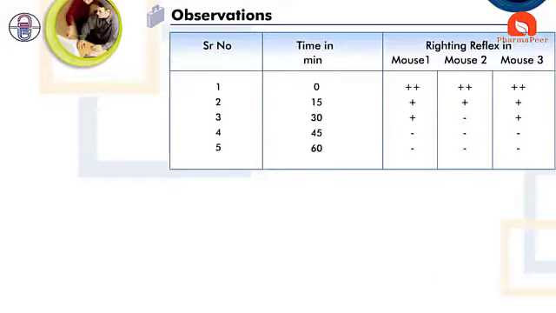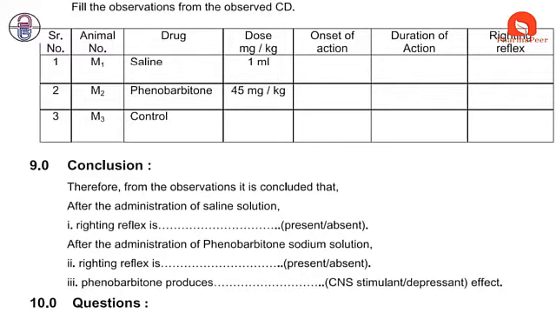Duration of action: at this point the action started, and here at this point the action started. Here the action started at 15 minutes, and in total we conducted the activity for 60 minutes. From 60 minutes, we remove the 15 minutes, so near about 45 minutes is the duration of action. So here we can write 30 minutes, 45 minutes, 30 minutes.